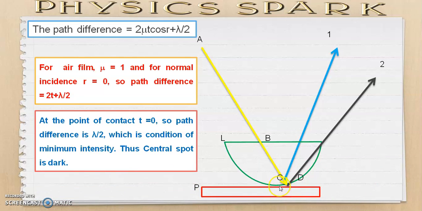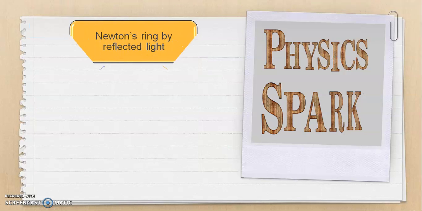At the point of contact, the thickness t is equal to 0. So the path difference is lambda by 2, which is the condition of minimum intensity. So the central spot is dark and the other rings are alternately bright and dark concentric rings.